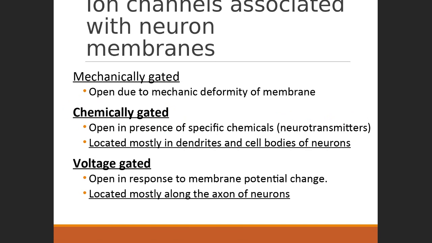Now back to the regional parts of the neuron. Chemically gated channels are only present in the dendrites and the cell bodies of a neuron.